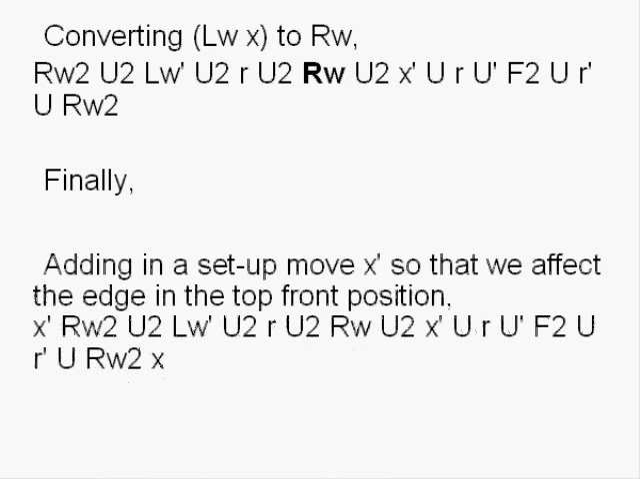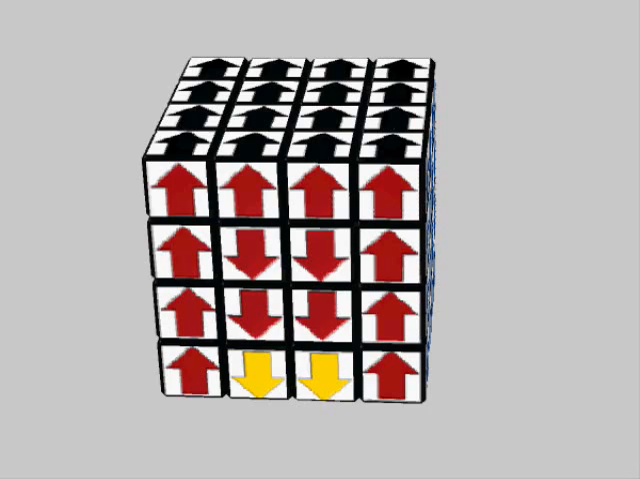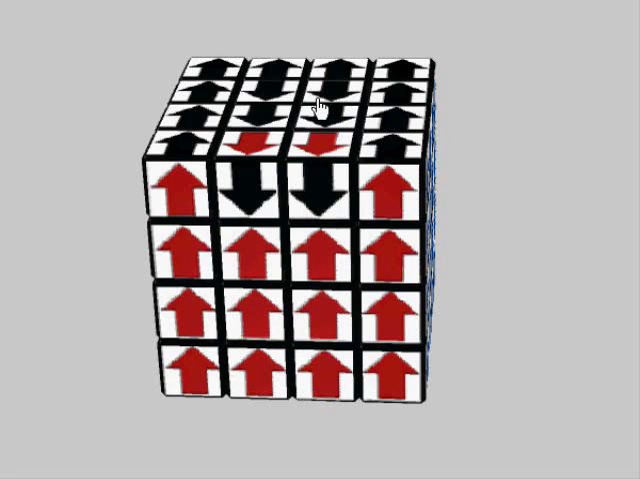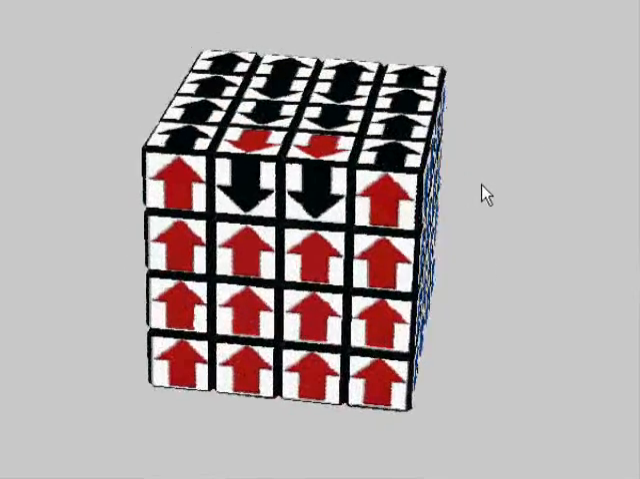Finally, if we add in the setup move X prime so that we affect the edge in the top front position, then we have something that's much more useful for us. Applying this to the cube, the center affected is now the top and the edge affected is here. So that is indeed the algorithm which we needed to derive from the beginning.